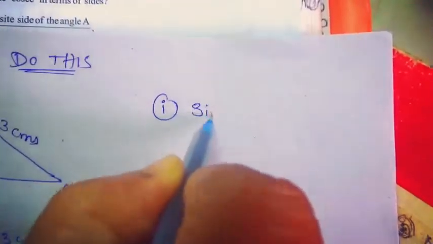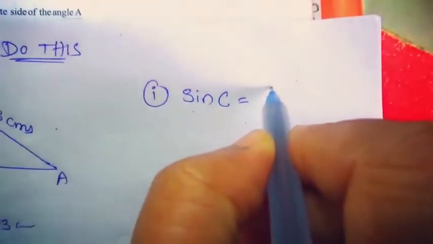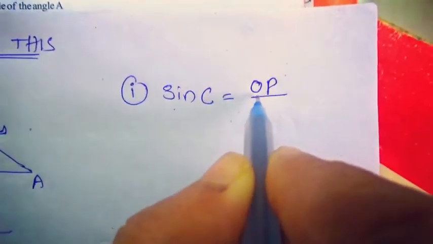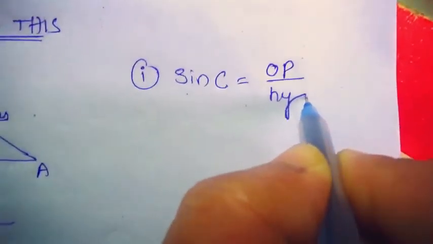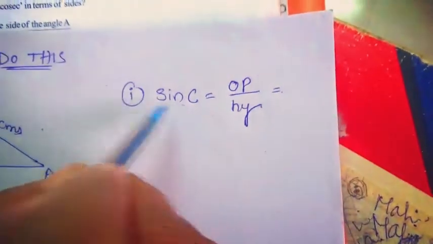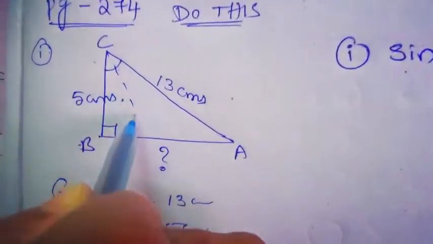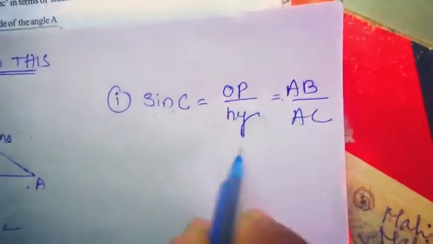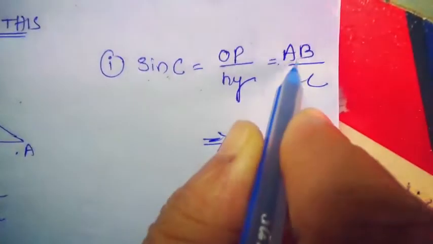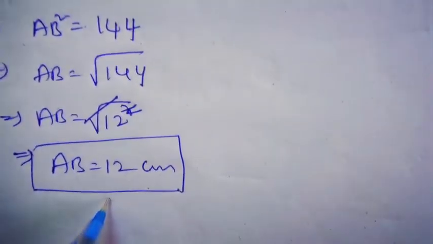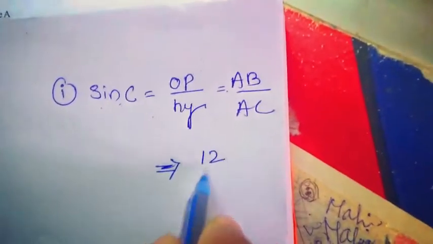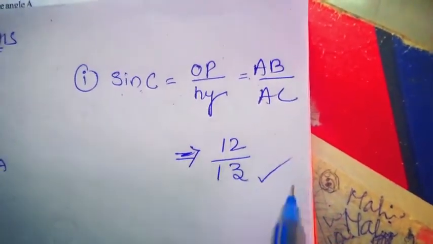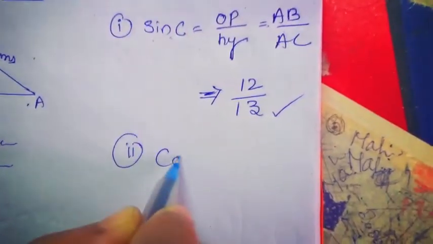So what we have to find out, the first one in this is sine C. What is sine? The length of the opposite side by hypotenuse. Okay, what is the opposite side of sine C? Opposite side of sine C is AB. AB by hypotenuse is AC. What is AB? We already found that value, AB is equal to 12. 12 by AC is 13. That's it.